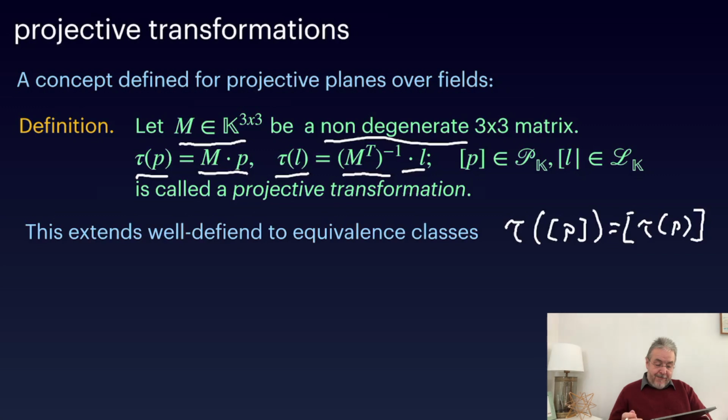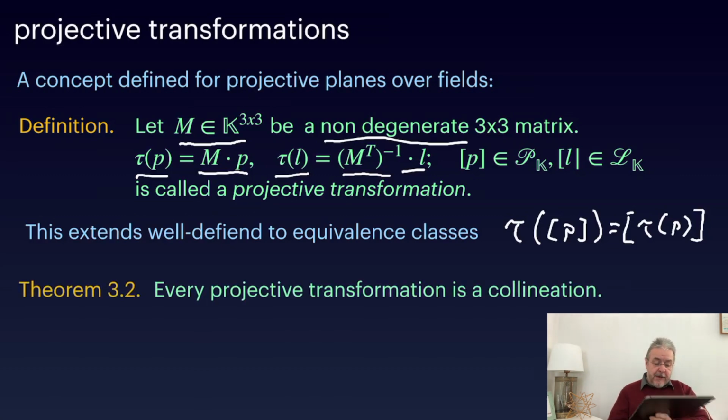So, how do projective transformations and collineations differ? Well, our first theorem, and again with the theorem numbers, I refer to the theorem numbers in the Perspectives of Projective Geometry book. The first important theorem is, if I define projective transformations in this way, then every projective transformation turns out to be a collineation, and the proof of that is close to trivial. It's essentially using the definition and checking that everything is satisfied as it should.